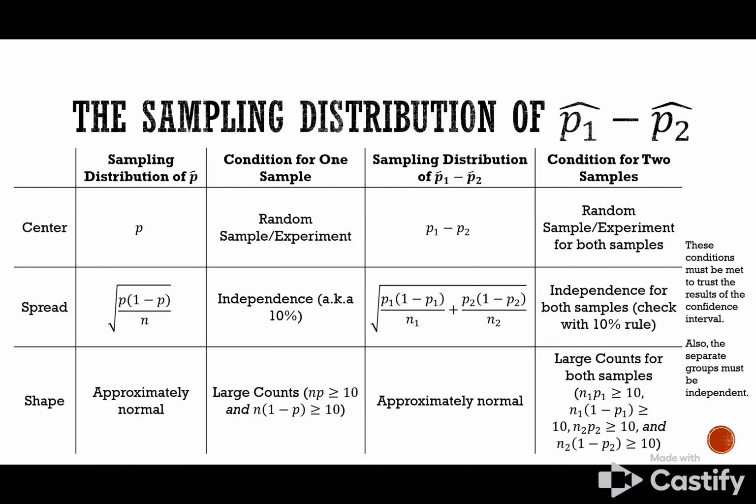These are the conditions that have to be met to trust the results of the confidence interval. There is a fourth condition that our separate groups must be independent of each other as well. So this independence condition for the standard deviation calculation refers to individual data points being independent from each other, but we also need group independence. Group 1 should not affect Group 2.